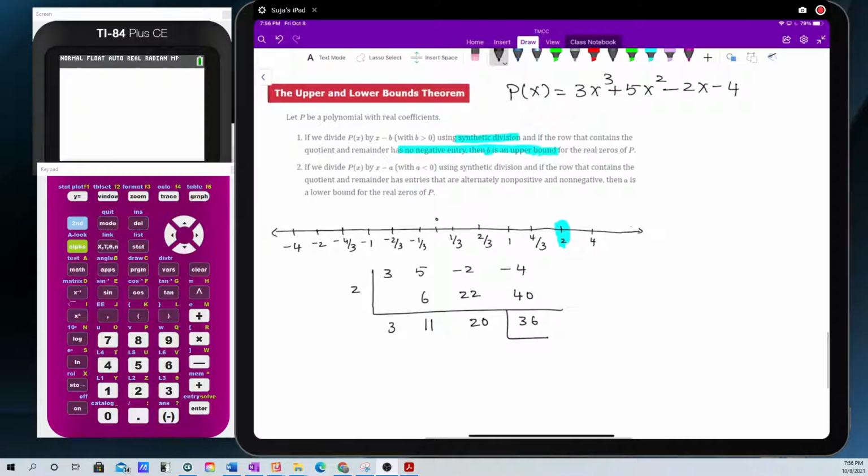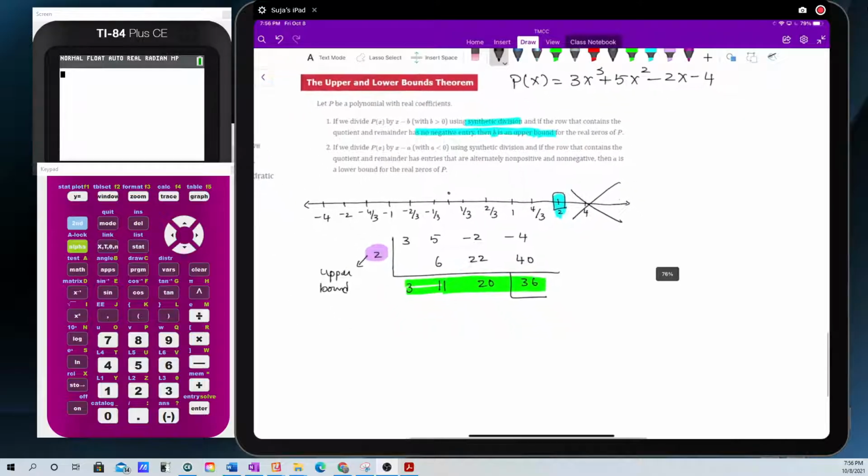So since I don't have any negative entry down here, since all these numbers are positive, it's telling me that 2 is the upper bound. And that's what the theorem says. What that means is this is the maximum that the zeros can be. I cannot have anything above that. So 4 has been excluded by that.